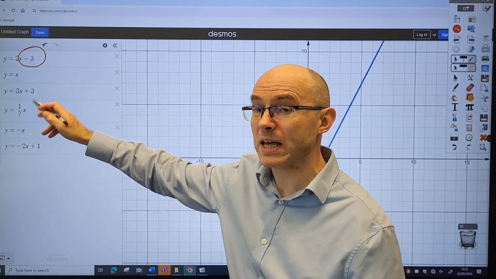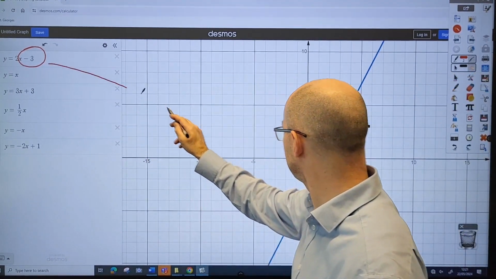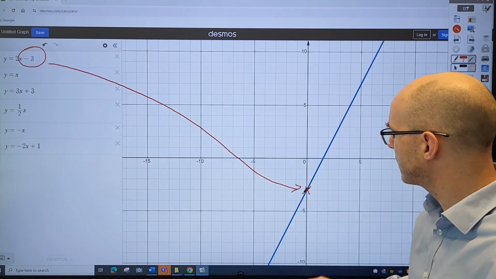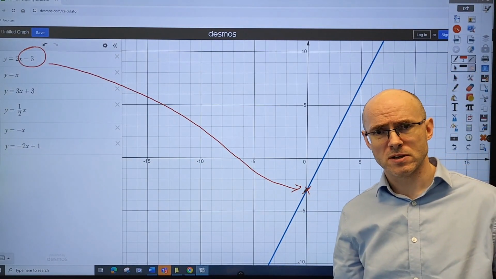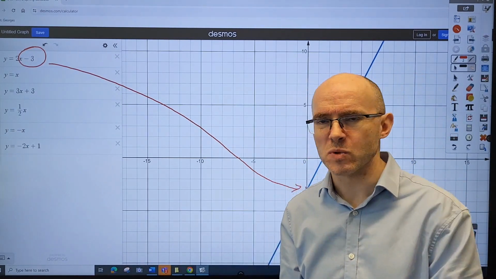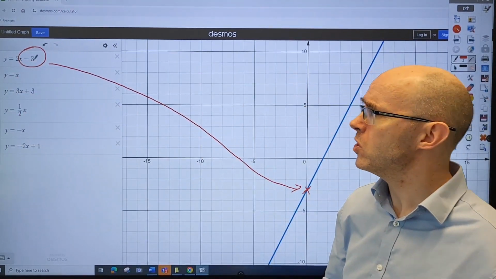The -3, that's actually the y-intercept. So this -3 refers to what we call the y-intercept. That is where the straight line crosses the y-axis. It doesn't have to be a straight line, it can be a curve. Any graph where it crosses the y-axis is -3. It's as simple as that. Why does that work?